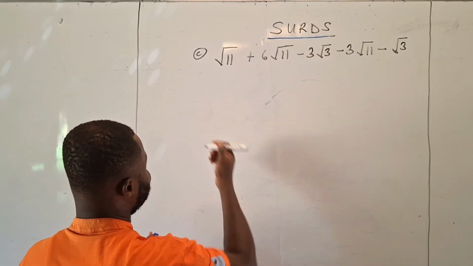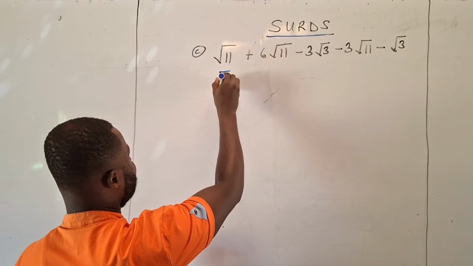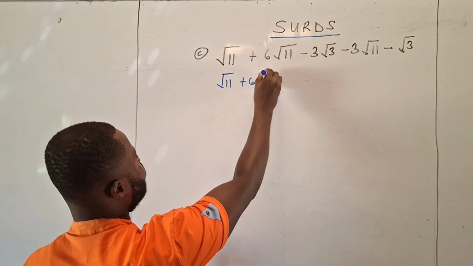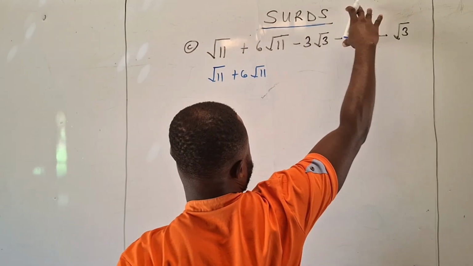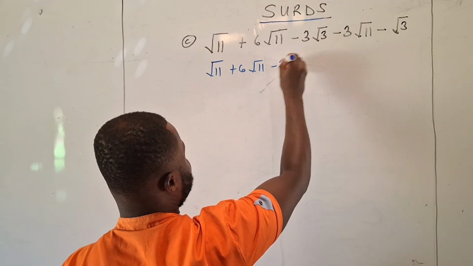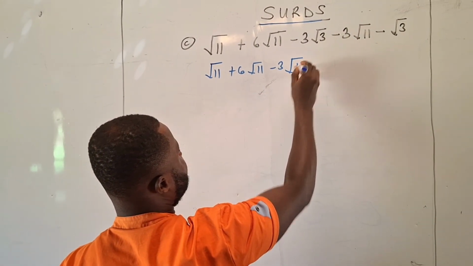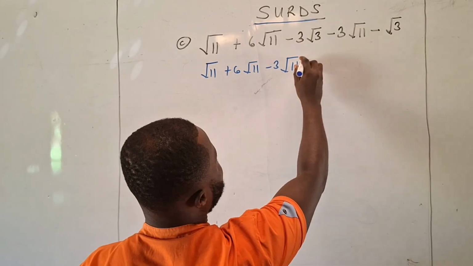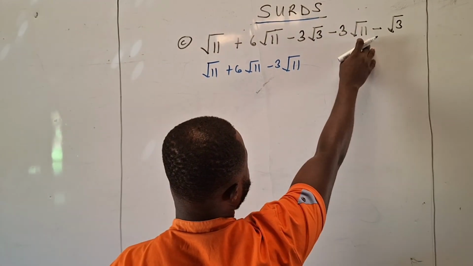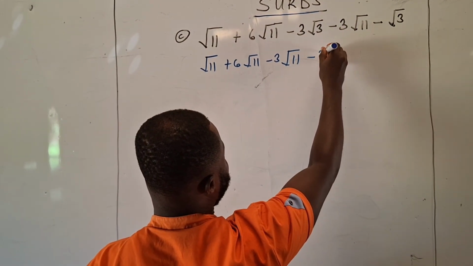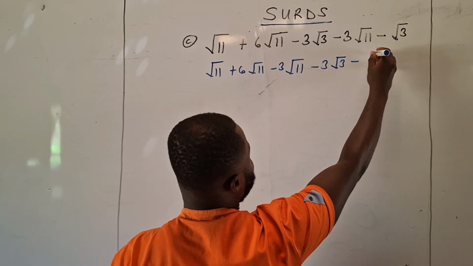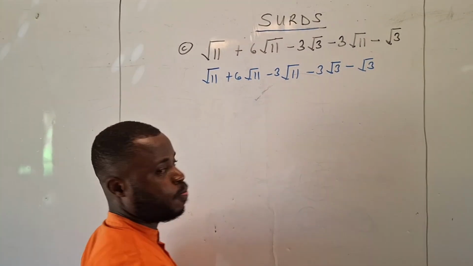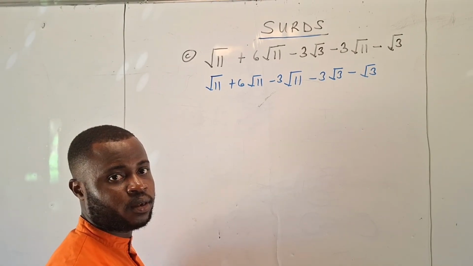Now, this is what I mean. You have root 11 here plus 6 root 11. Then this one will come. The negative is affecting this, so minus 3 root 11. Okay, we have written this one, 3 root 11. Then we have minus 3 root 3 minus root 3. So this is what we have.